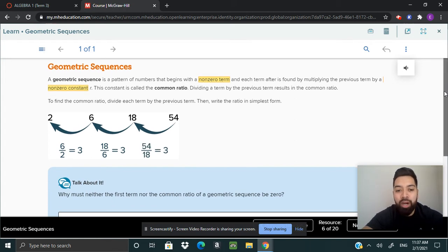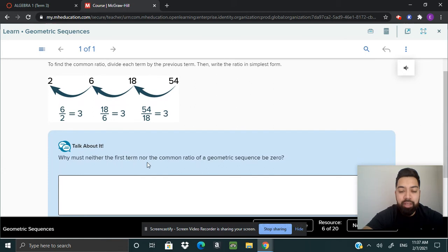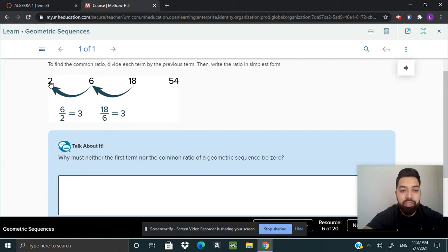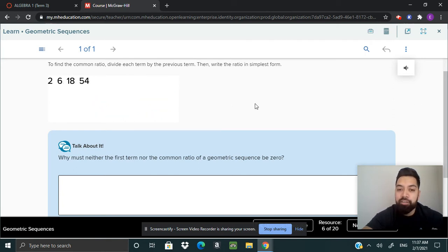Now let's think about why the first term cannot be 0 or the common ratio cannot be 0. Let's think of this. If the very first one, 2 in this case, was a 0, what would happen? Well, think about it: 6 divided by 0. You can't divide by 0. That would give us an error. That's part of the reason why you can't have the first number be 0, because then it would mess up your whole sequence. There wouldn't be a sequence, actually.